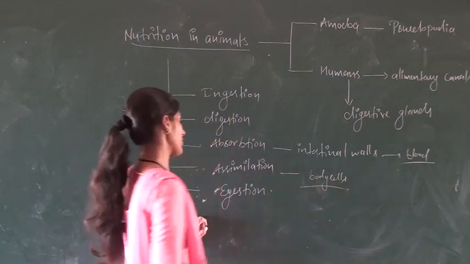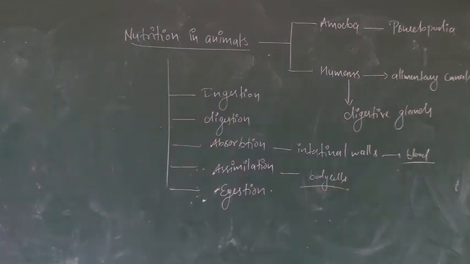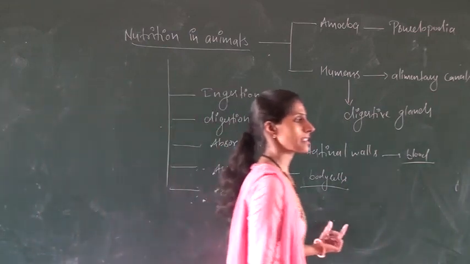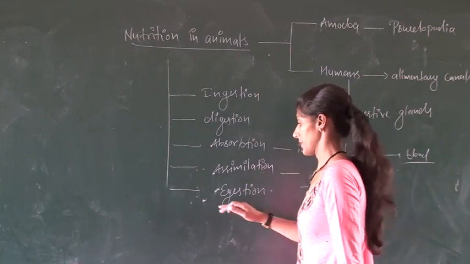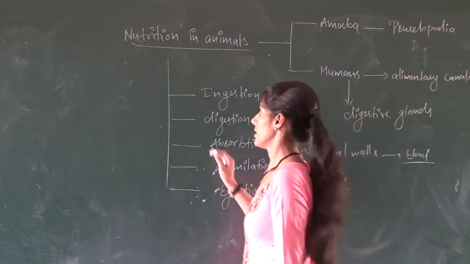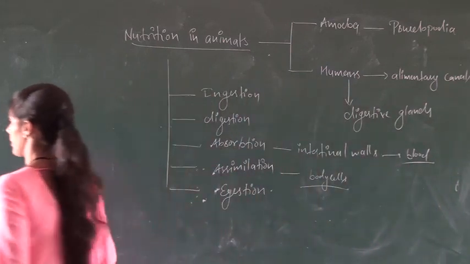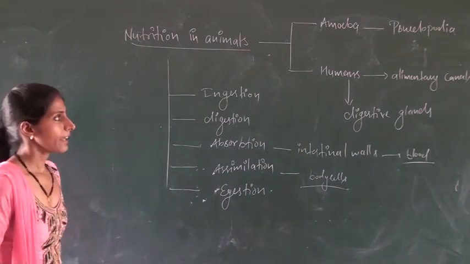And after that, the egestion process takes place. In this process, the undigested matter is expelled or removed from the body in the last step. These steps are followed in the nutrition process in animals.